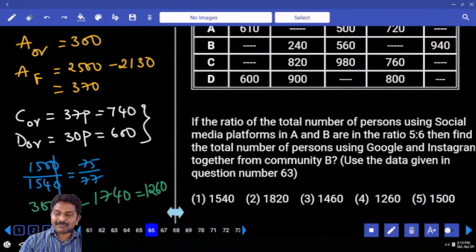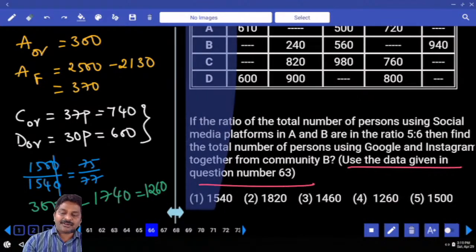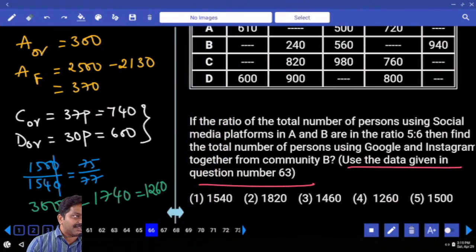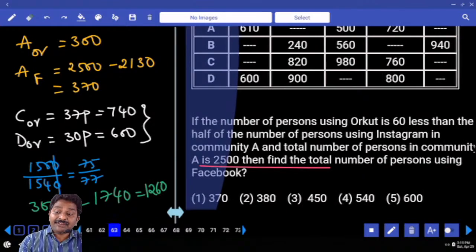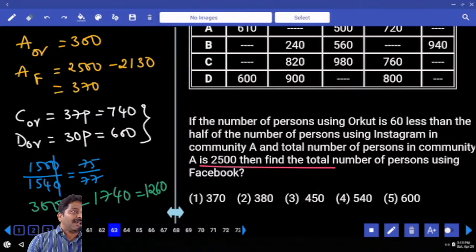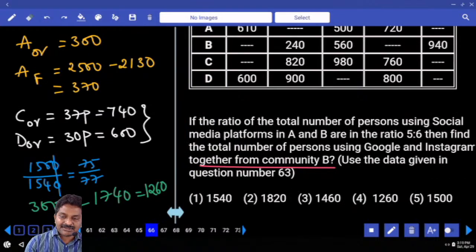Okay na? Here in the bracket they have given a note, from the data given in question number 63. If that is there, then only you are supposed to carry forward the information given in 63. Otherwise you cannot do that. Okay na?